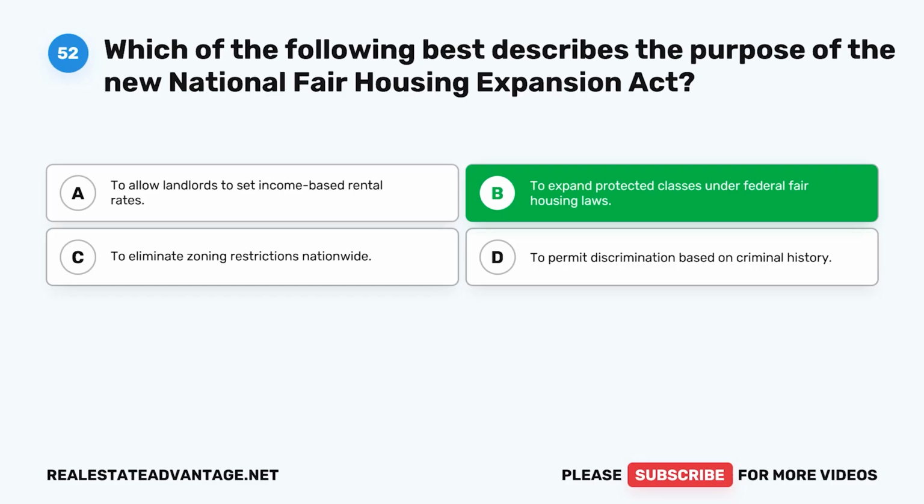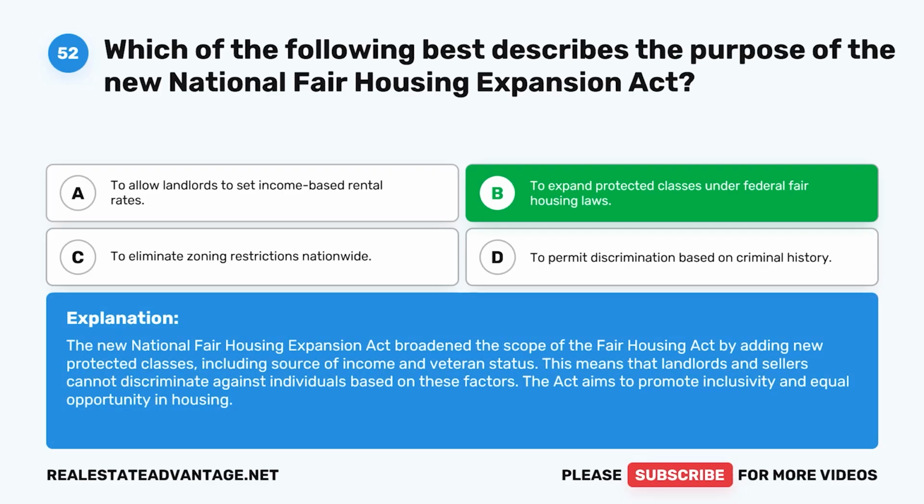To expand protected classes under federal fair housing laws. The new National Fair Housing Expansion Act broadened the scope of the Fair Housing Act by adding new protected classes, including source of income and veteran status. This means that landlords and sellers cannot discriminate against individuals based on these factors. The Act aims to promote inclusivity and equal opportunity in housing.